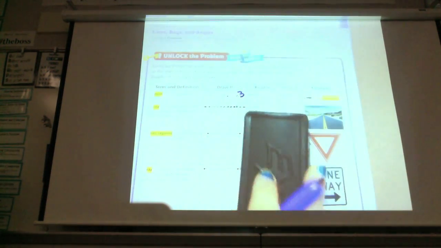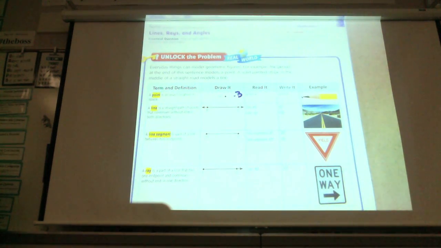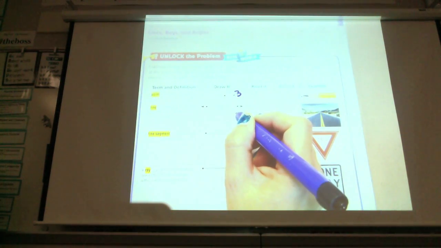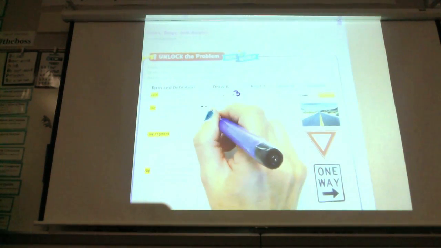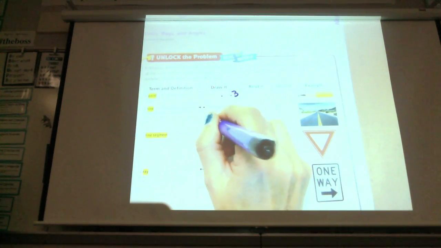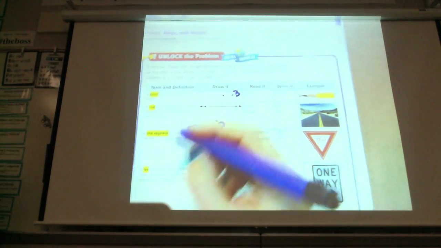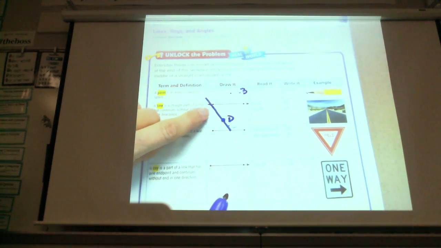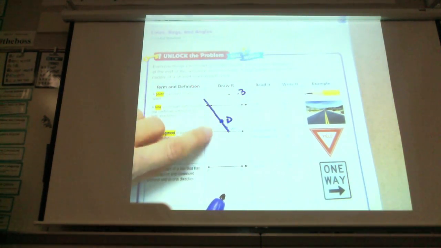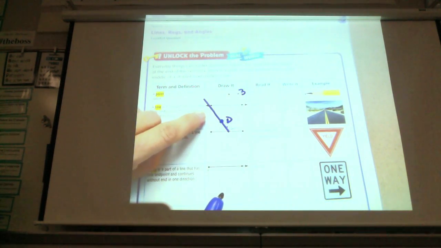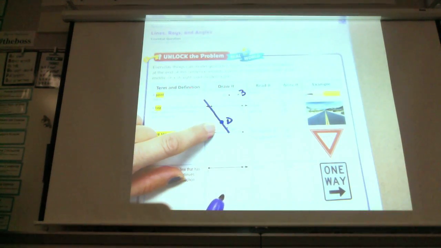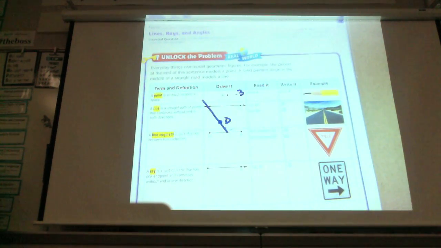Okay? Now, this line has been labeled line CB, and it's the line that contains point B and point C. Now, if I did this and called this point D, and then I drew a line, let's see if I can draw a line straight here. This line is line BD. Is it line BC? No. Because it does not contain what? C. It doesn't contain point C, so I can't call it that.